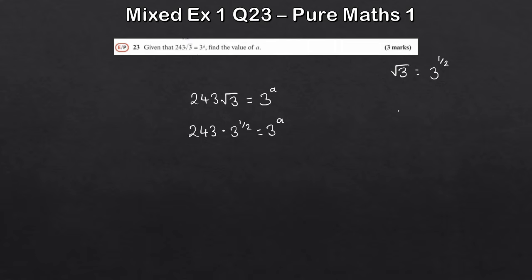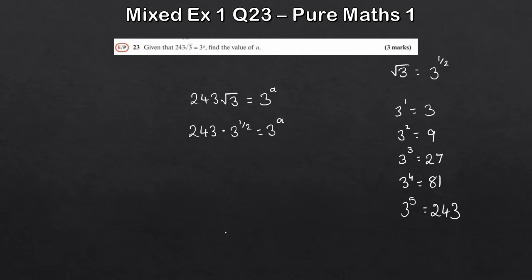So you've just got to think about how you write your powers of 3. For example, 3 to the 1, that'll be 3. 3 squared, that'd be 9. 3 cubed, that'd be 27. 3 to the 4, that'd be 81. And then your next one would be 3 to the 5, which would be 81 times 3, which will give you 243, right? So this 243, that's the same as 3 to the 5.